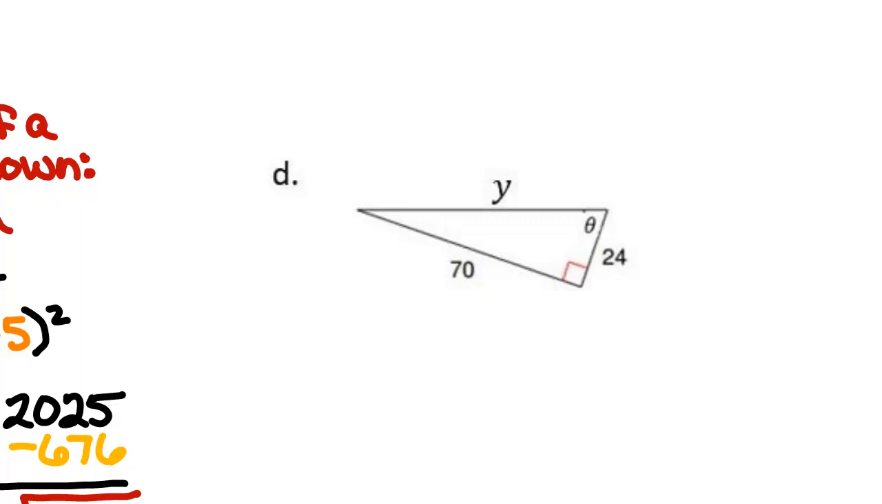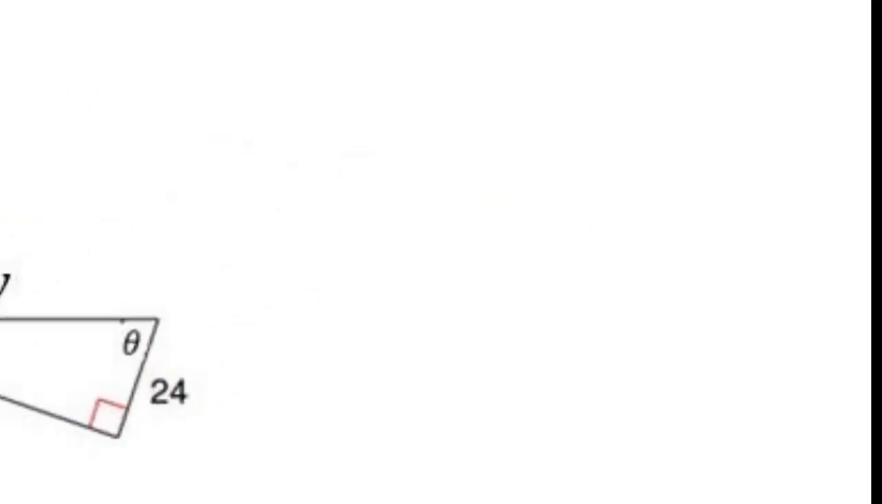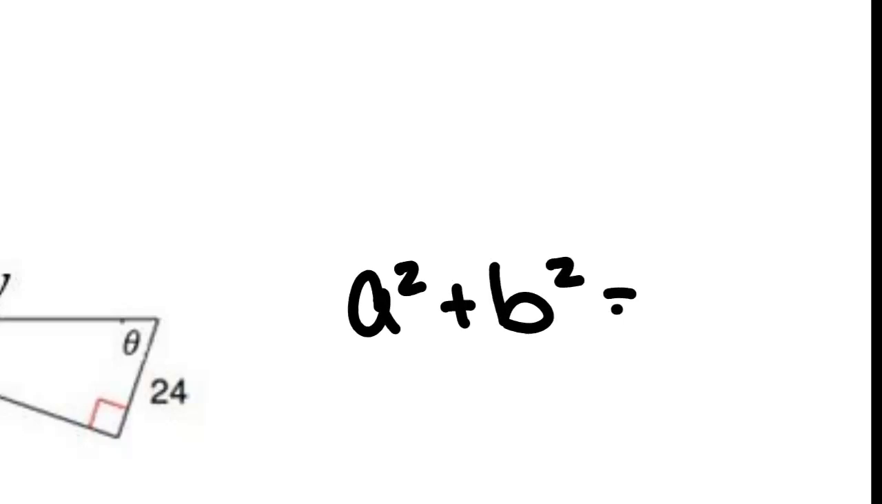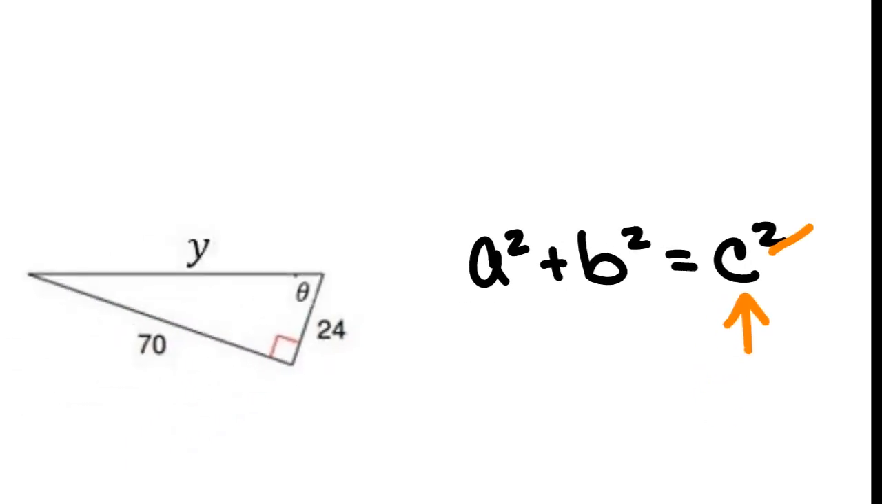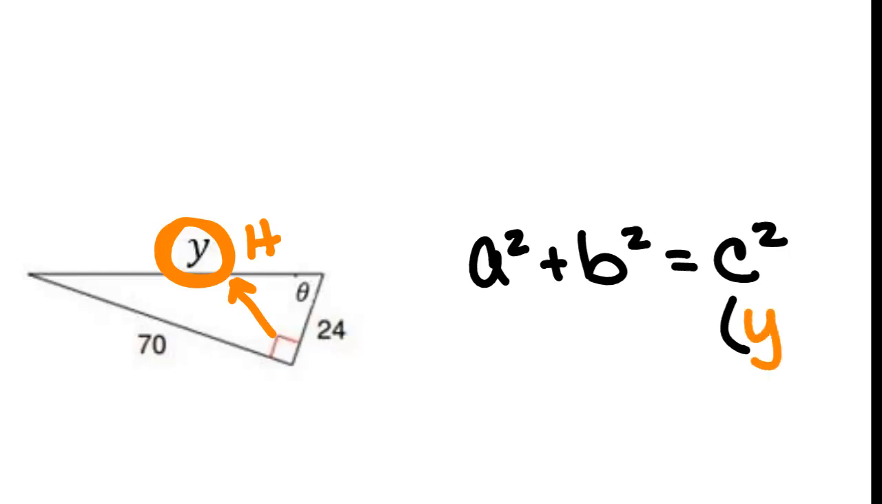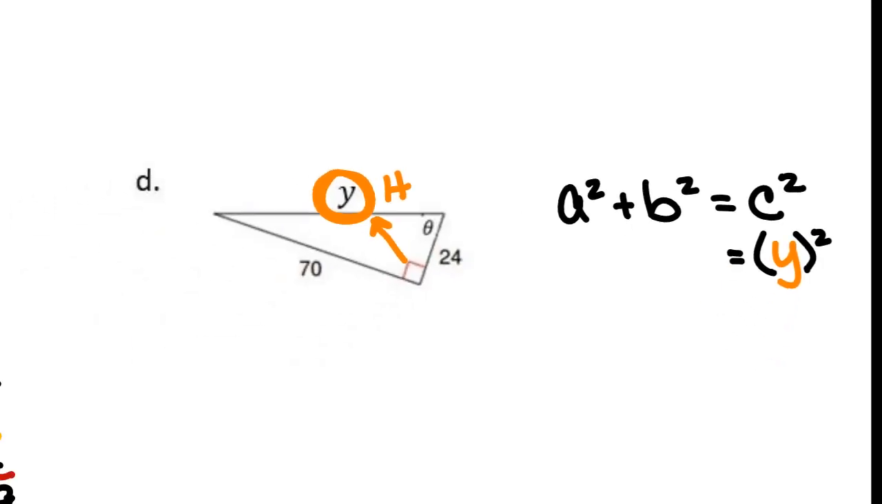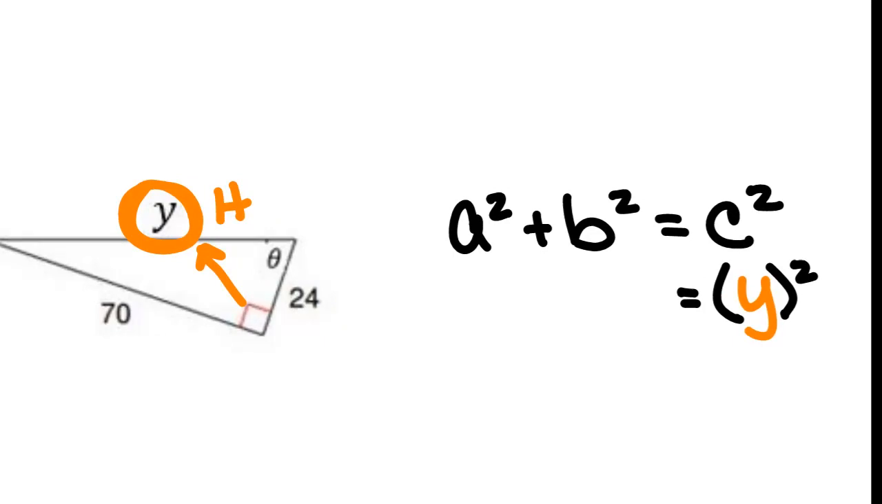Sounds good. How do we find y? Pythagorean theorem. So a squared plus b squared equals c squared. What has to go in for c? The y right here. Because it's opposite my right angle, so that's my hypotenuse. So we put y in the place of c. That means the 70 and the 24 have to go in for A and B. Does it matter which is which? Nope. Okay, so 70 in for one of them, 24 in for the other.